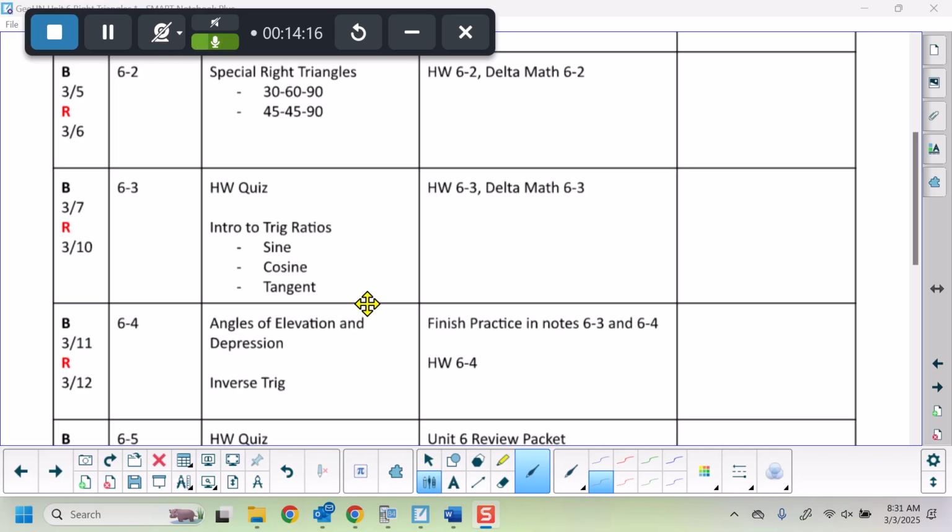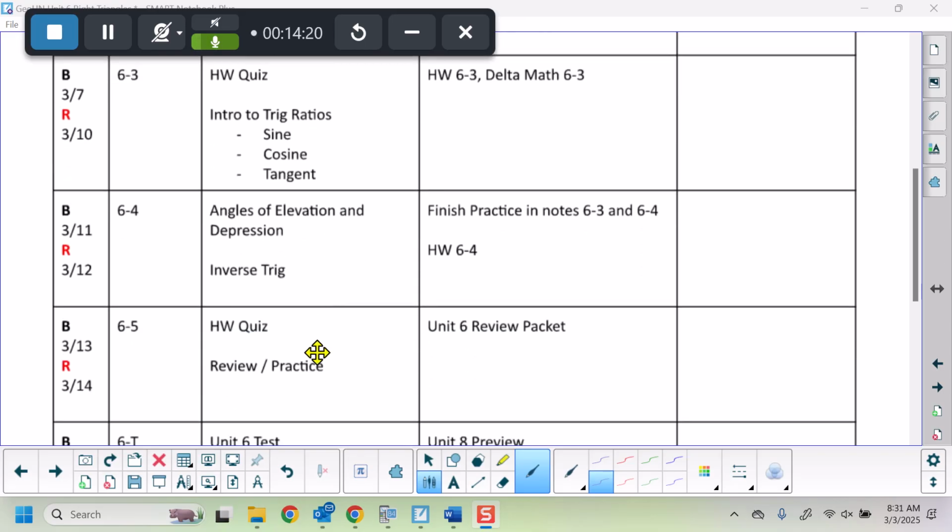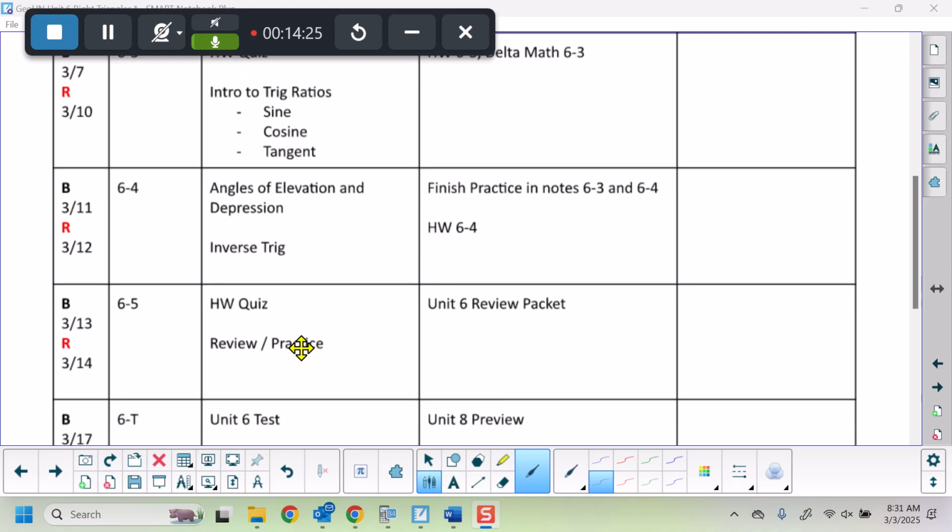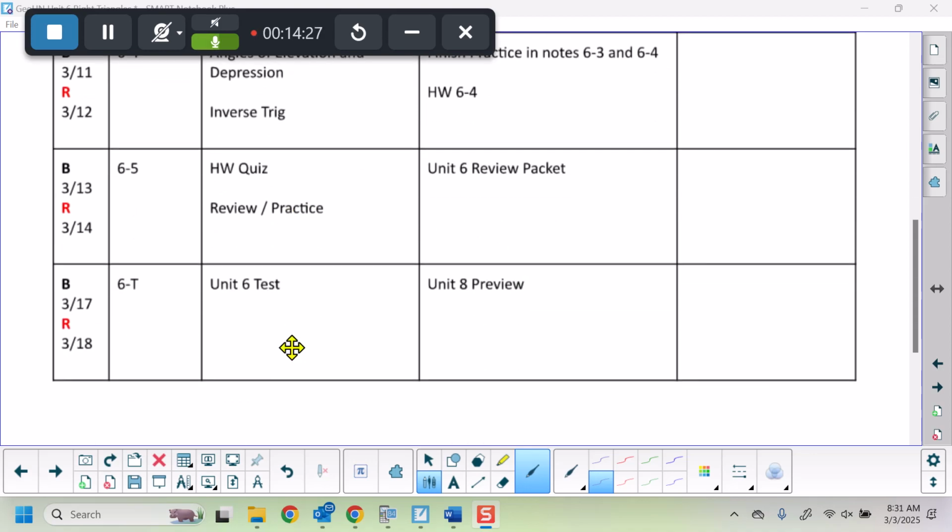We're going to talk about those special ratios. Then we're going to talk about some angles of elevation and depression, have another quick quiz that adds to your formative grade, some review and practice. So the test is super quick. You're already looking at a test in 2 weeks from today.